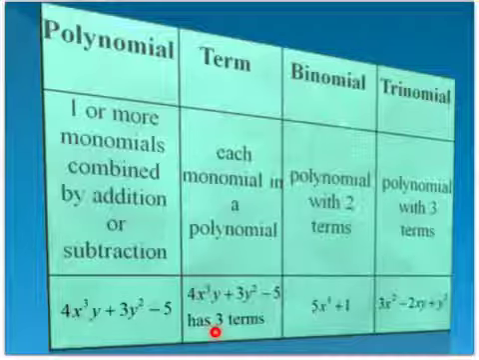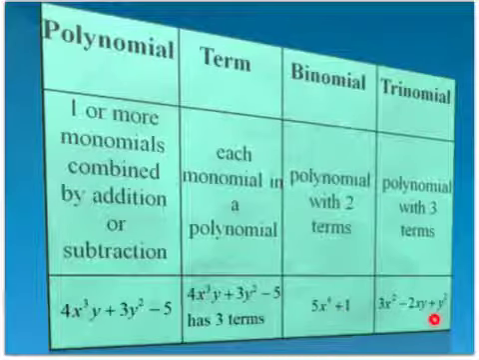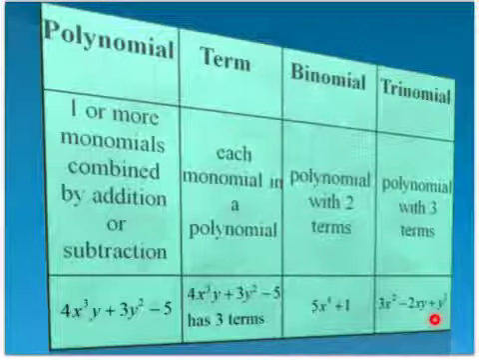A binomial just has 2 terms. A trinomial has 3 terms. So it goes on and on. When we get past trinomials, we just call them polynomials. But a polynomial, again, can just be a monomial. All right, just a fancier word.